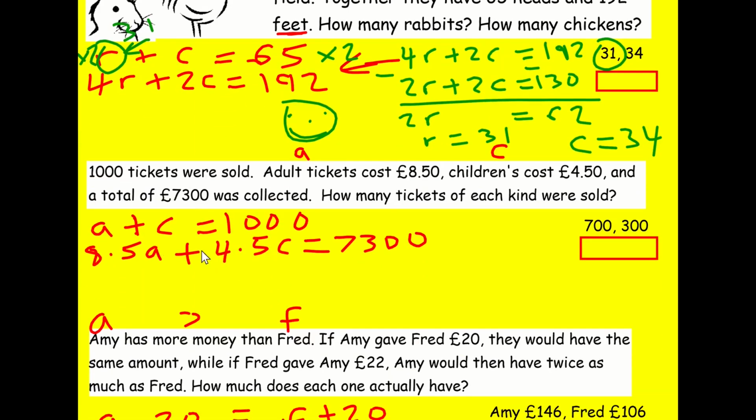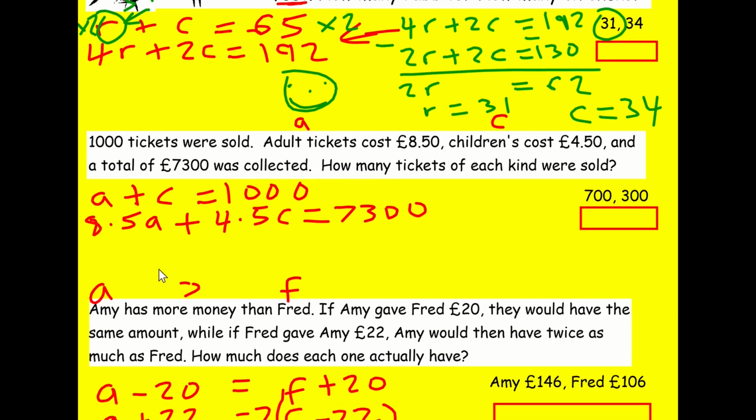Oof, this time we've got non-integer coefficients. Right, well, there's 2 things I could do. I could multiply through by 2 to get integer coefficients. I'd get 17a plus 9c equals 14,600. And then it would be a very similar thing to question 1, I mean, it'd be larger numbers, but it'd be a similar thing. But do you know what? I'm not going to worry about that. I'm just going to roll with the decimals and see what happens.